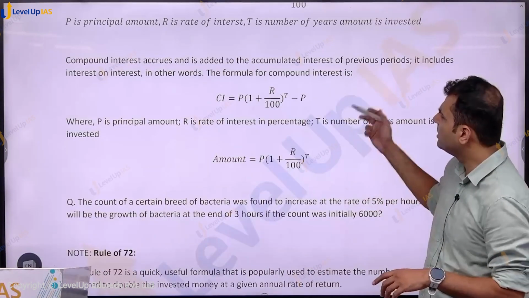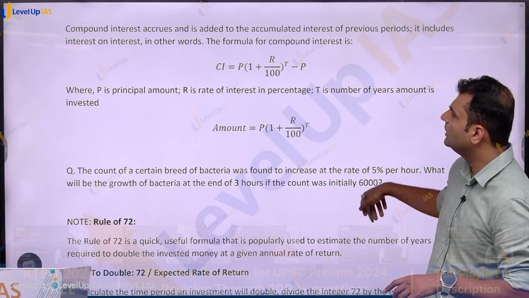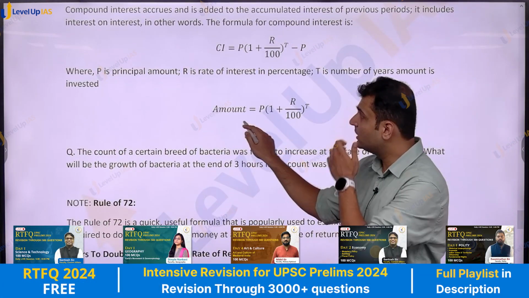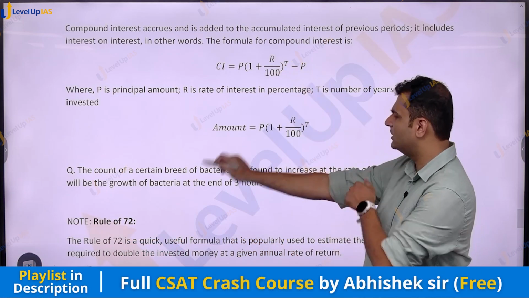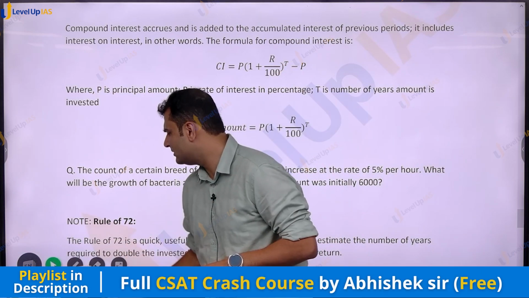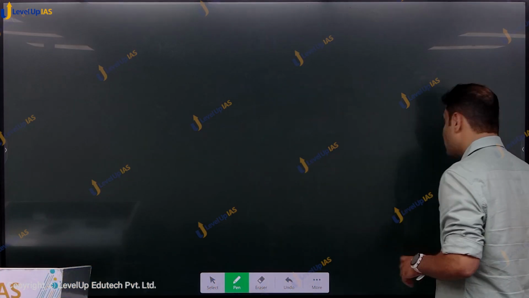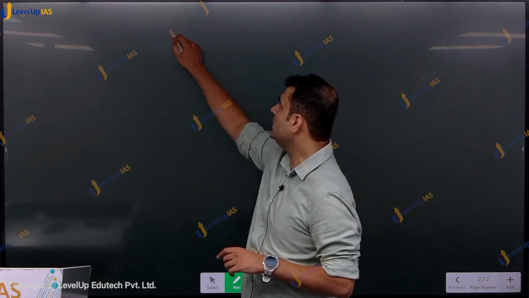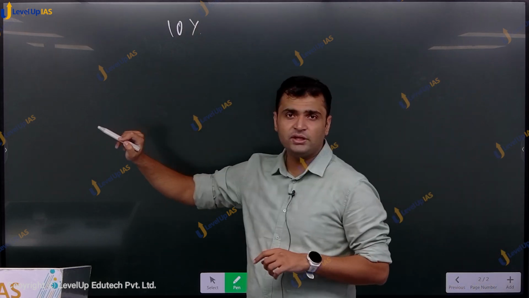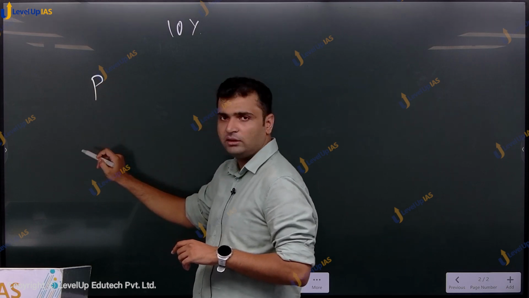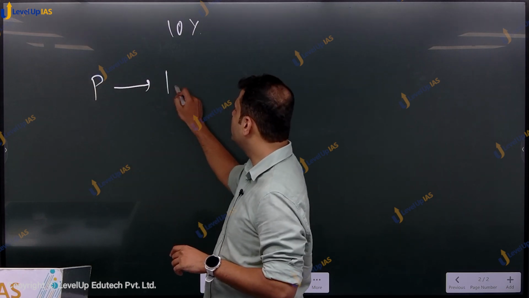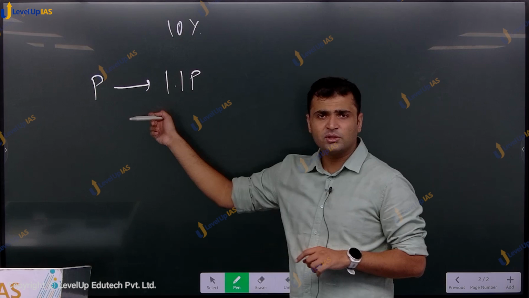And I hope you remember the formula. Compound interest is equal to P into 1 plus R by 100 raised to T minus P. ये नया कुछ नहीं है. Let me simplify it for you using our percentage chapter. Let us say we are getting 10% interest every year. So if you invest some principal P in the first year, after 1 year you will be getting 1.1 times P at 10% interest.